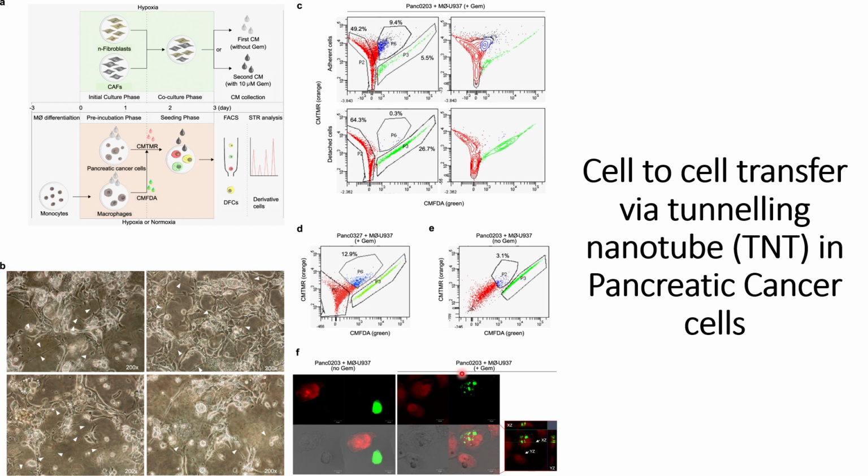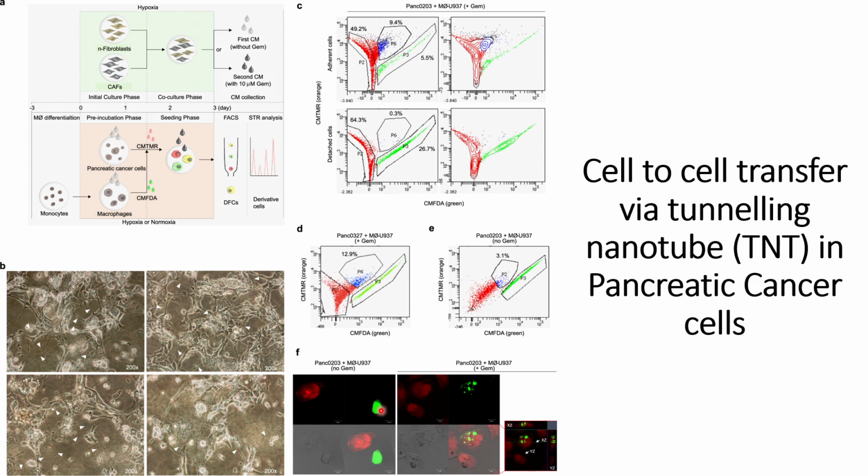Panel F shows confocal images at different Z levels, and it indicates that some of the spots are completely green in color, and the author says that these are pancreatic cells which have acquired the properties of the macrophages because of the intercellular transport. And we can also see that evidence.